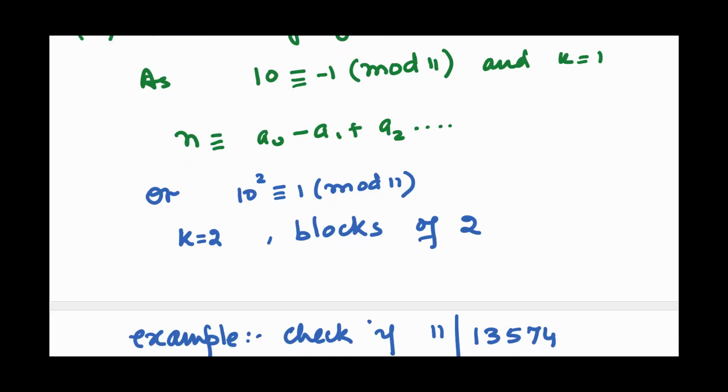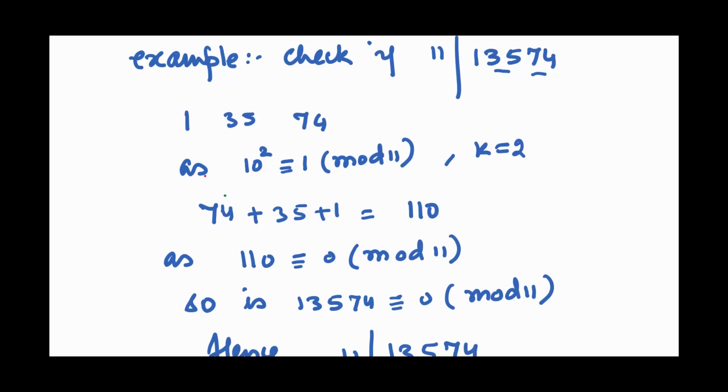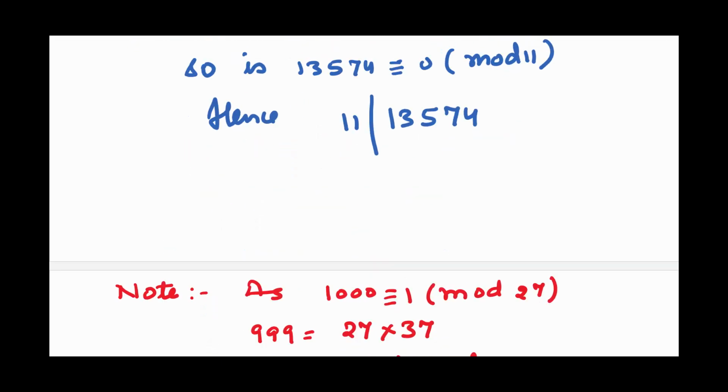Another thing, 10 squared is also congruent to 1 mod 11. Here the k value is 2. So we can also take blocks of 2 for testing divisibility by 11. Let's see. If you want to check divisibility of 13574 by 11, we start from the right hand side and take blocks of 2: 74, 35 and 1. And now we add 74, 35 and 1 just because 10 squared was congruent to plus 1 mod 11. You see it is 110, which is congruent to 0 mod 11. So 13574 is congruent to 0 mod 11. This gives us 11 divides 13574.